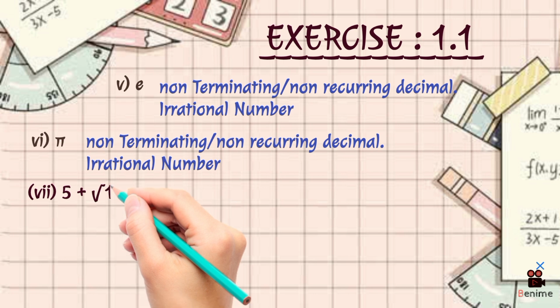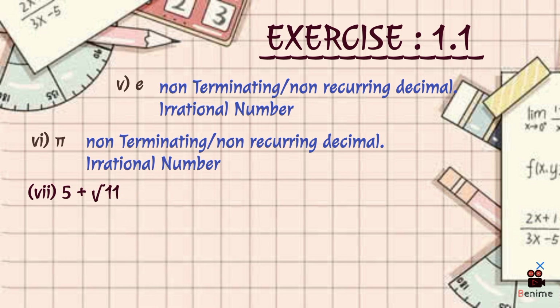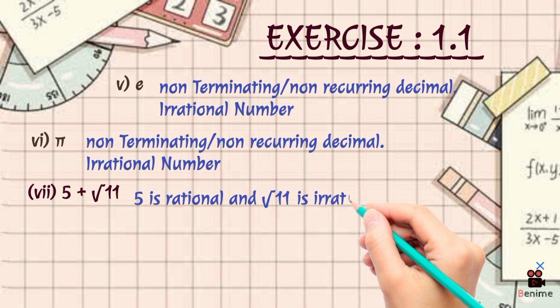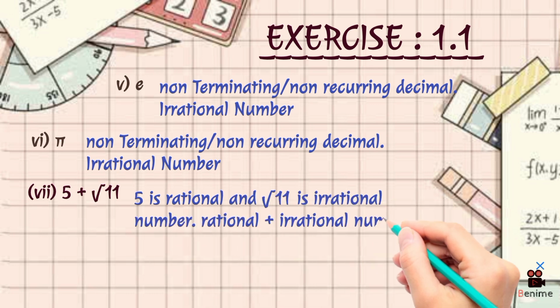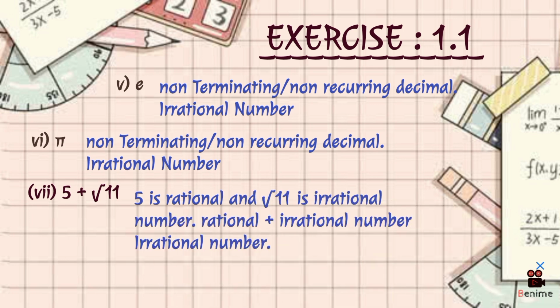Seventh is 5 plus square root of 11. As it is sum of two numbers 5 and square root of 11. Here 5 is rational and square root of 11 is irrational. So, rational number plus irrational number equals irrational number. Hence it is irrational number.